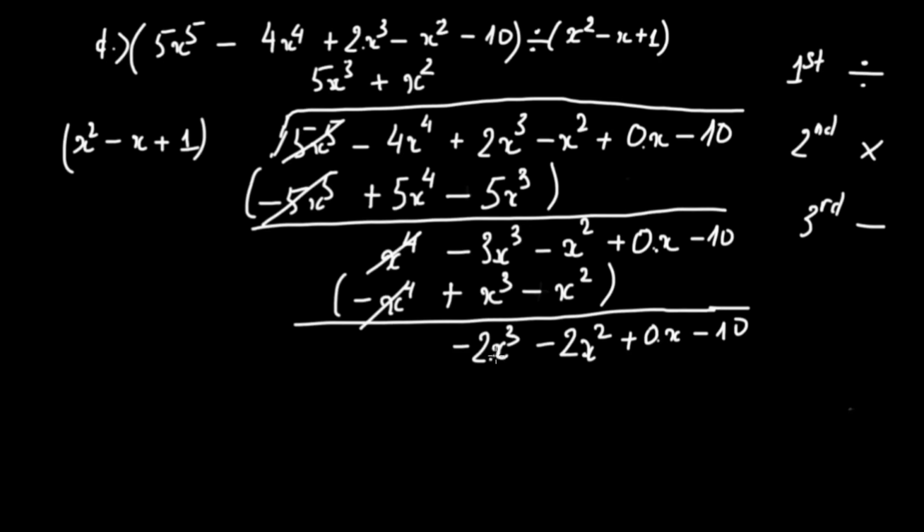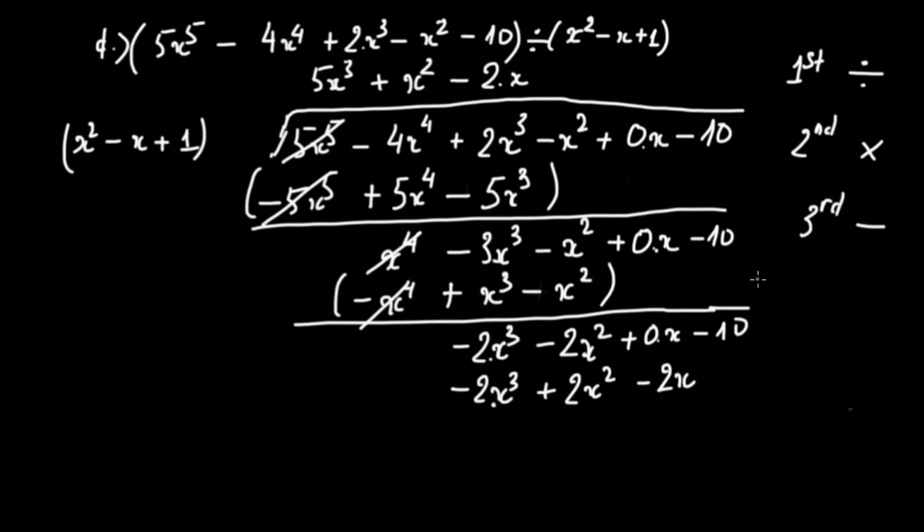Now we see this is x to the third, the power is 3, and then this is x squared, the power is 2. So we can repeat the 3 steps here. The first step, you take minus 2x to the third divided by x squared. You have minus 2 times x. And minus 2x, you multiply back to the divisor here, which is the second step. Minus 2x times x squared is minus 2x to the third. Minus 2x times minus x, you got positive 2x squared. And minus 2x times 1, you have minus 2x right here.